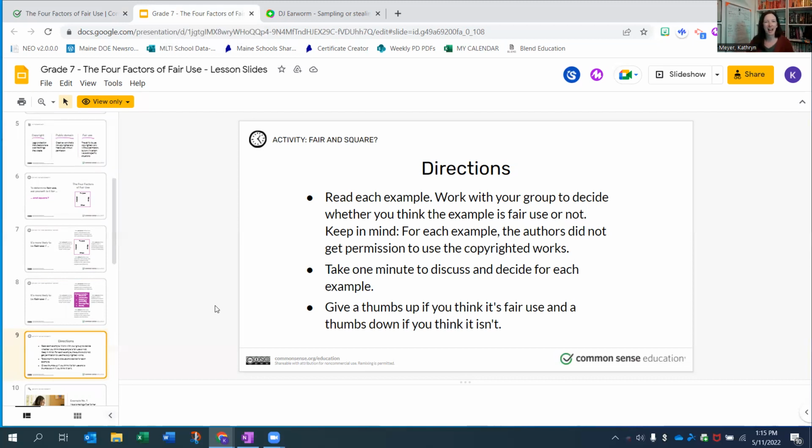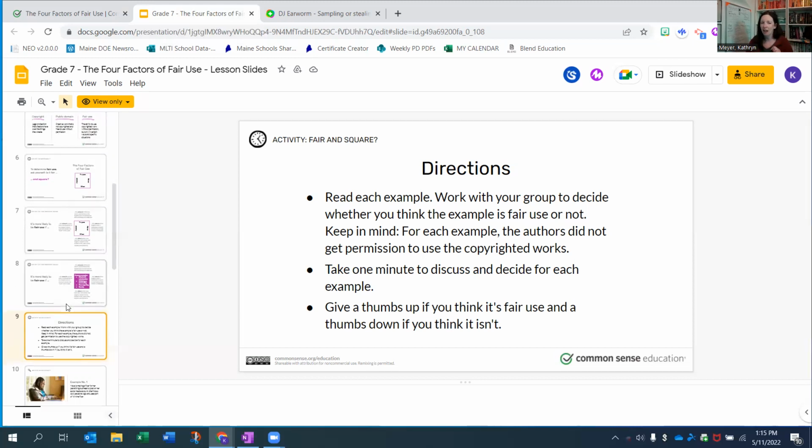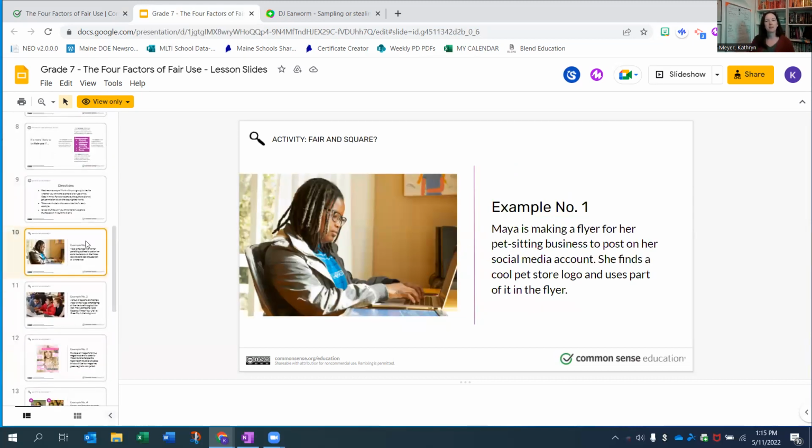And then basically what happens is you're going to put up a slide with a scenario on it. The group will get 1 minute to decide and discuss. They'll give a thumbs up if they think it is fair use and a thumbs down if they think it is not fair use. So the first example is Maya is making a flyer for her pet sitting business to post on her social media account. She finds a cool pet store logo and uses part of it in the flyer.